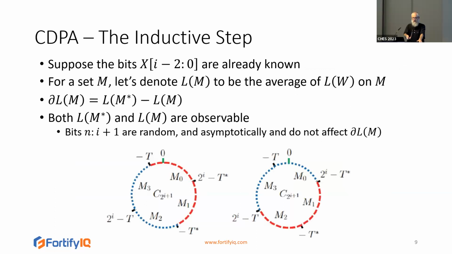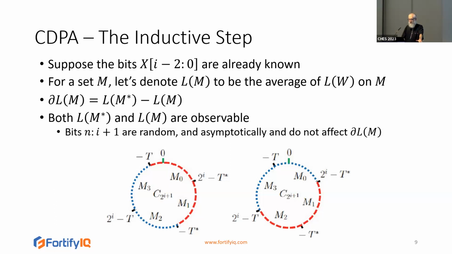Now, I'll describe the inductive step of the attack based on this observation, which gives us a possibility to find the bits one by one. We number the bits from 0, starting from the least significant bit. And let's suppose that i minus 1 least significant bits of X are already known. And our goal is to find bit number i minus 1. And let's imagine for the moment that the addition between X and W is limited not to n, but to only i plus 1 least significant bits.